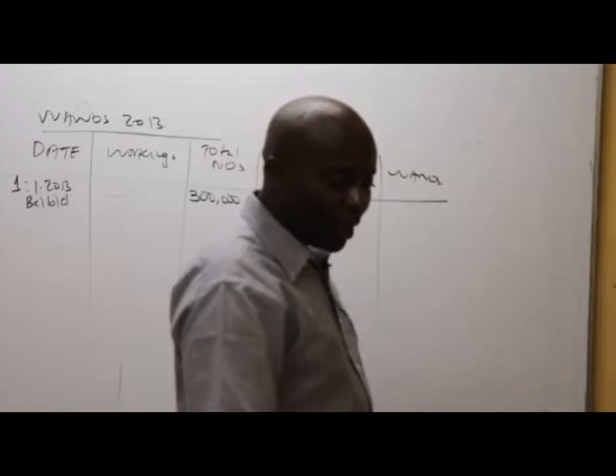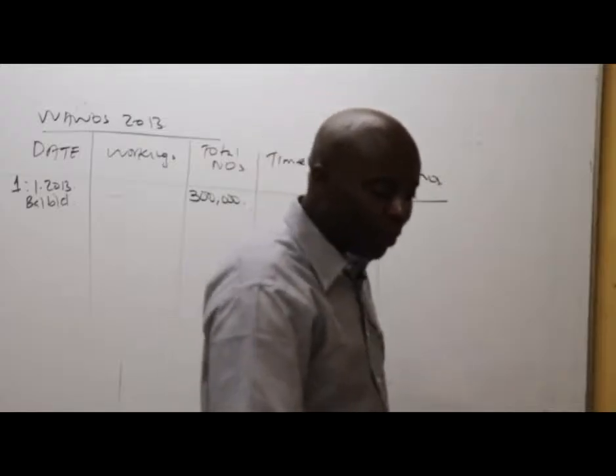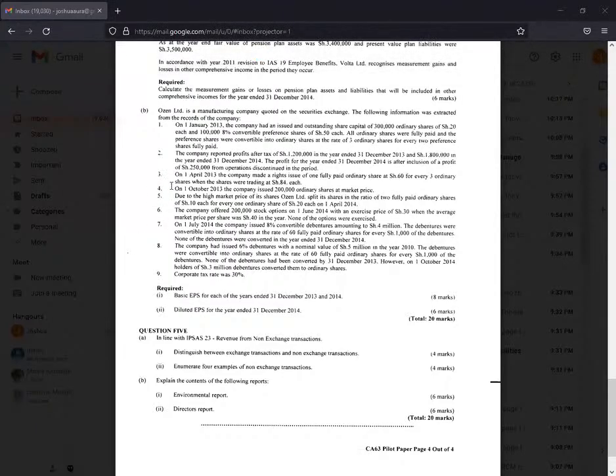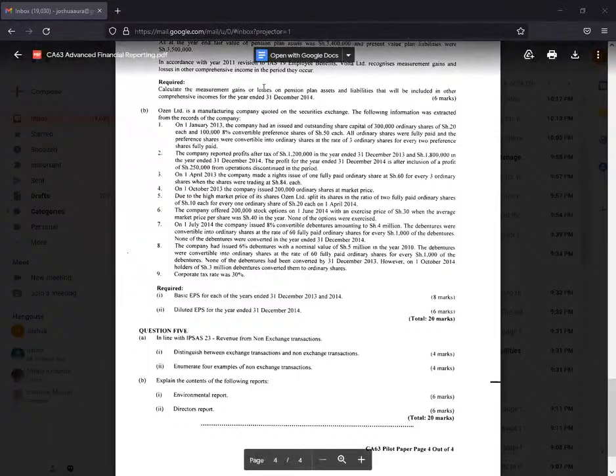So you are told, ladies and gentlemen, note number 2 is about profitability. Note number 3, on 1st April 2013, the company made a rights issue of 1 fully paid ordinary share at 60 for every 3 ordinary shares. So let us first do this one.